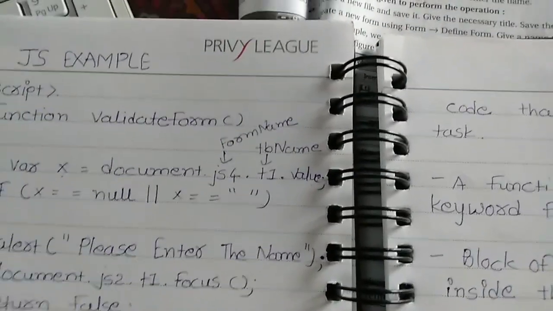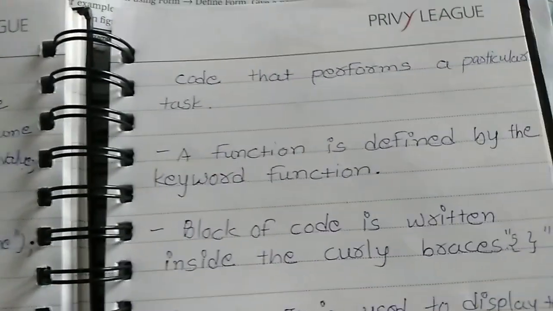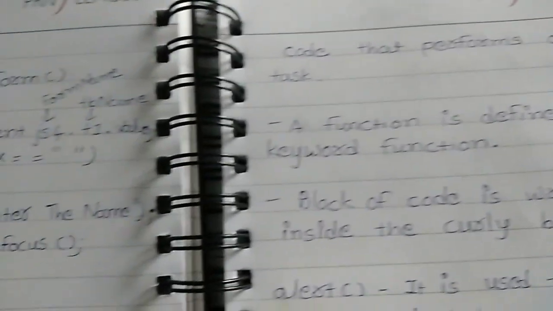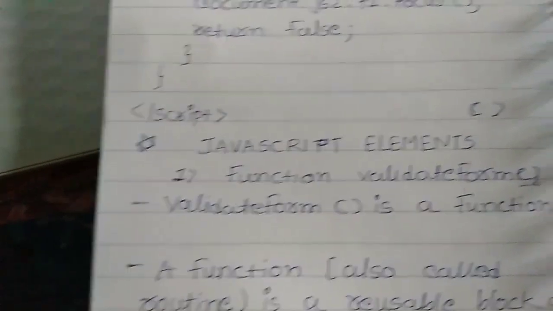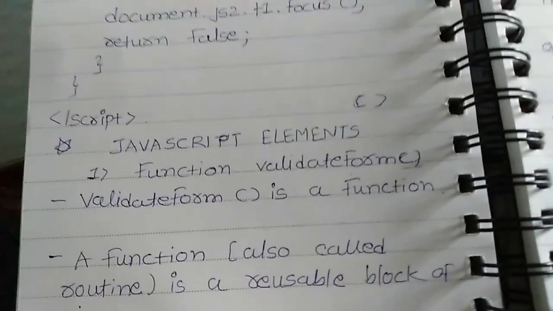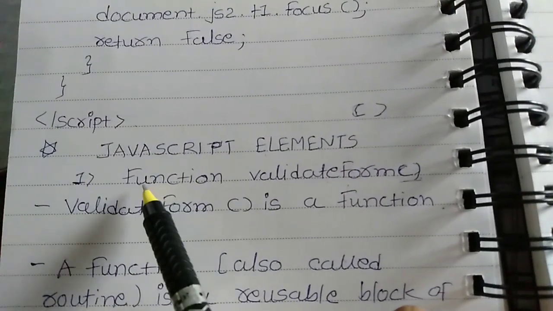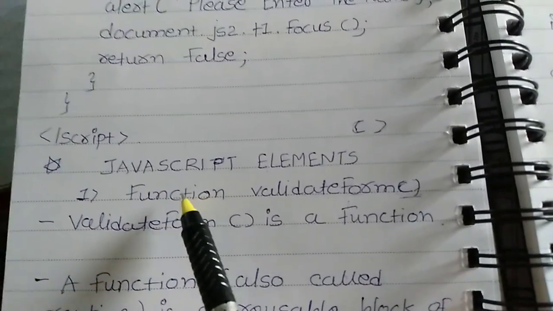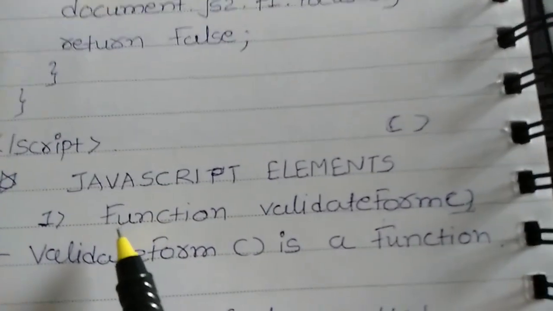Then I have to write function. Second, function is defined by the keyword function. Now how can you write function? If you want to use a function, then you have to write the function keyword first of all. And can you see function?